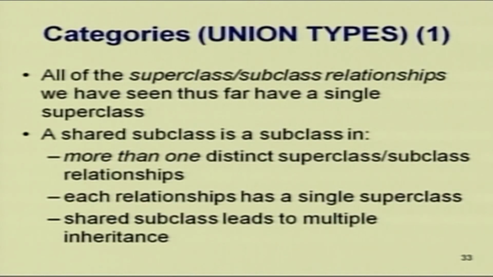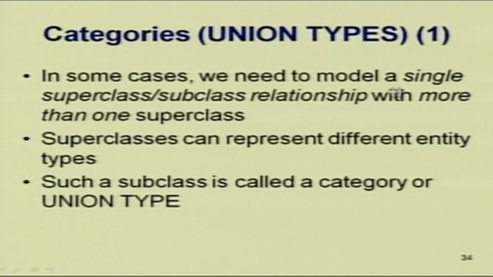We have already seen what is a shared subclass, let us go a little more in detail of that. So, if you have only a single superclass, it is not called a shared subclass. A shared subclass is a subclass where you have more than one distinct superclass subclass relationship, and each relation has a single superclass, and shared subclass leads to multiple inheritance, we have seen that already. In some cases we need to model a single superclass subclass relation with more than one superclass. Superclasses can represent different entity types, such a subclass is called a category or a union type.